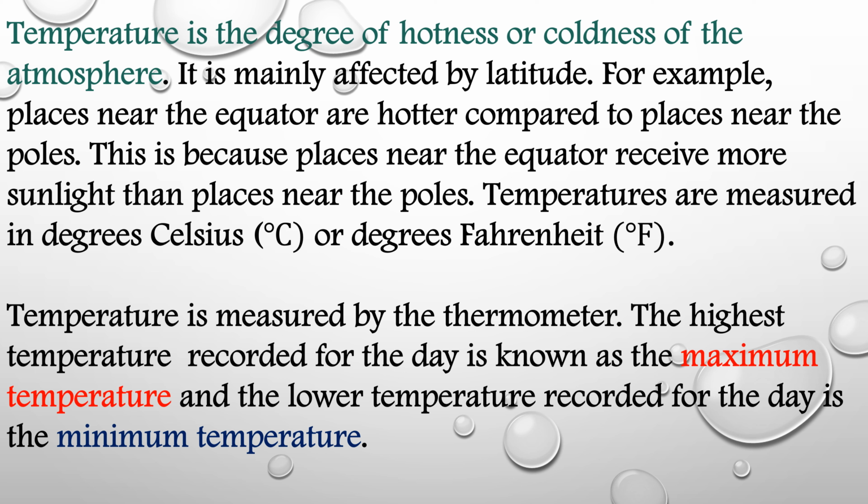Now on a thermometer, the highest temperature recorded for the day is what we call the maximum temperature, and the lowest temperature recorded for the day is what we call the minimum temperature.